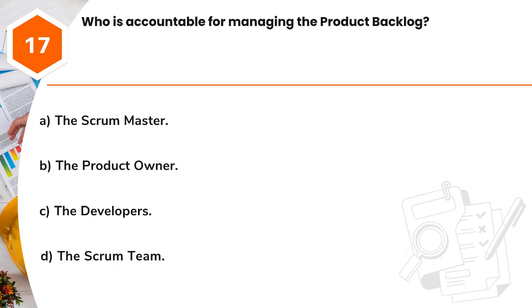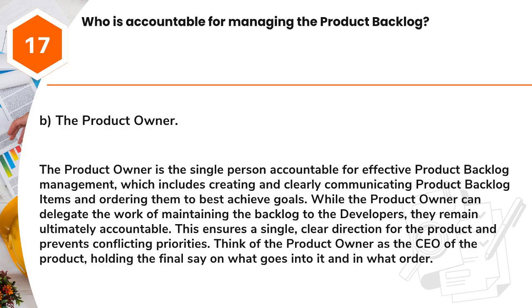Question 17. Who is accountable for managing the product backlog? A. The Scrum Master. B. The product owner. C. The developers. D. The Scrum team. Answer: B. The product owner.